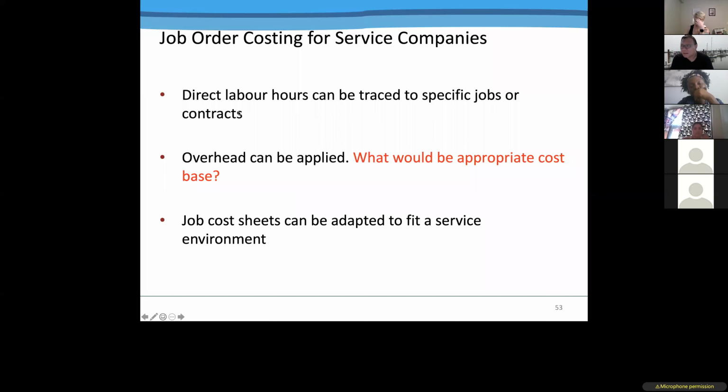So for service companies, last lecture we talked about the predetermined overhead rate. Do you remember that? How do you calculate the predetermined overhead rate? Anyone?